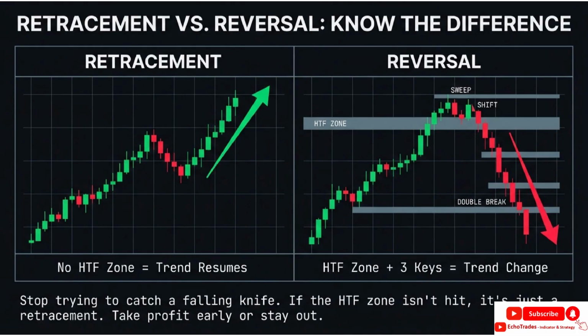So this really boils it down to the crucial difference. A simple retracement? Yeah, the price dips, but it never hit that big higher time frame zone, so the trend just continues on its way. But a real reversal? That starts at the HTF zone, and it has all three keys confirmed. That's what signals a real trend change. Basically, if you don't have the three keys, you're just trying to catch a falling knife.